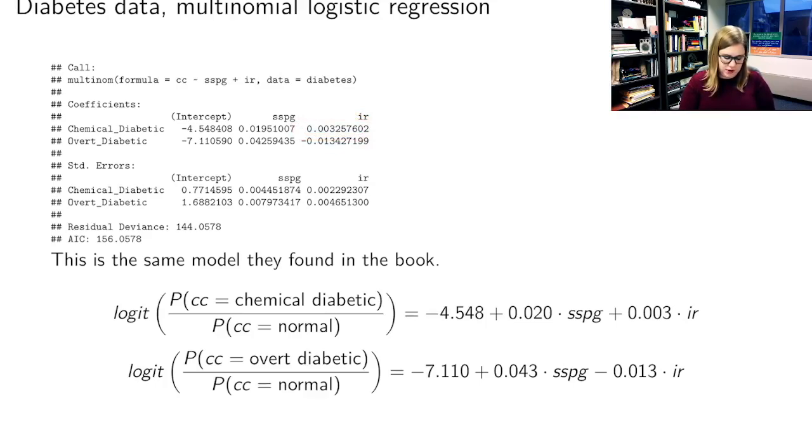So this is the logit of the probability of being a chemical diabetic compared to being in the normal clinical classification, and then here's my equation. Or I could make the equation for the logit of being an overt diabetic compared to not having diabetes, and here's the equation here. So I'm just reading off these coefficients, I've rounded a little bit, and I've written it out as the model in the log odds space. Just like with logistic regression, I could then exponentiate it, and then I could do all those other sorts of things to move it into the different spaces. But here we are in the log odds space.